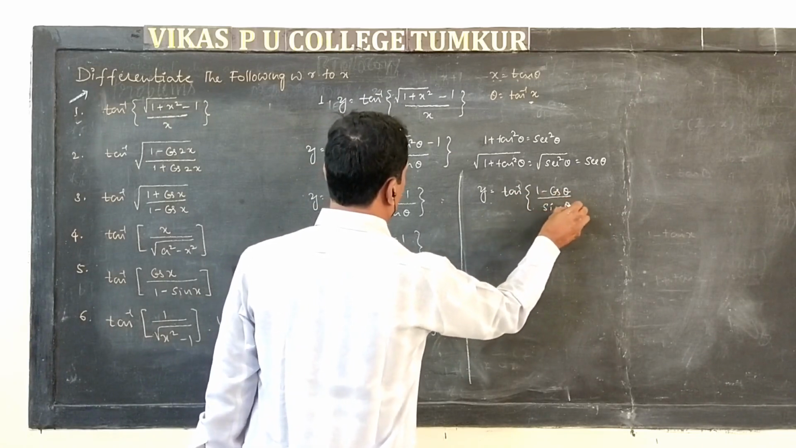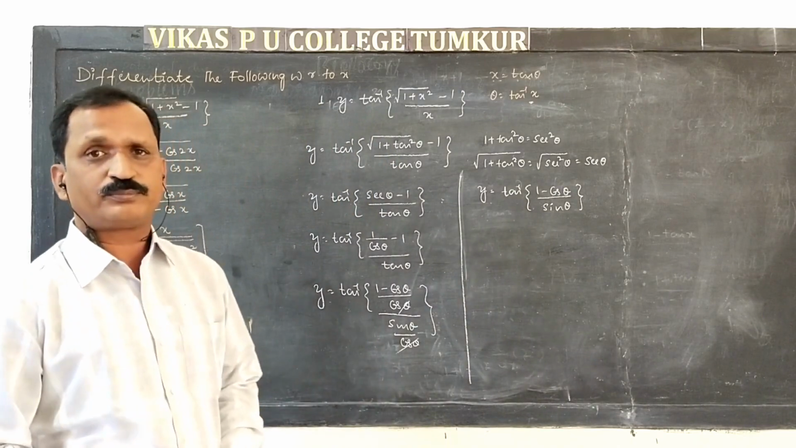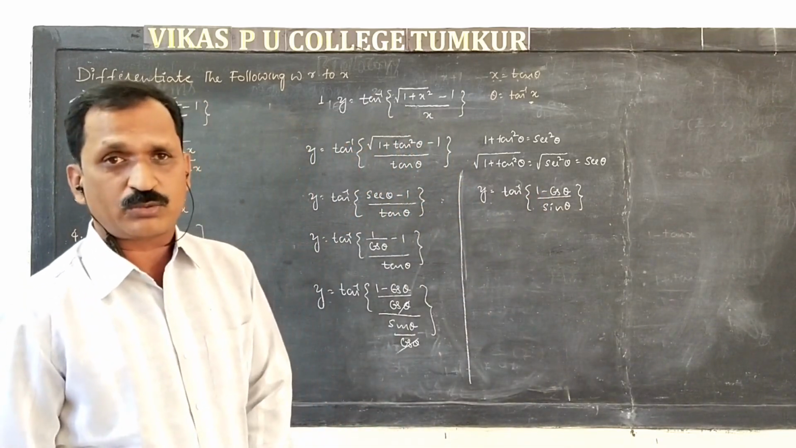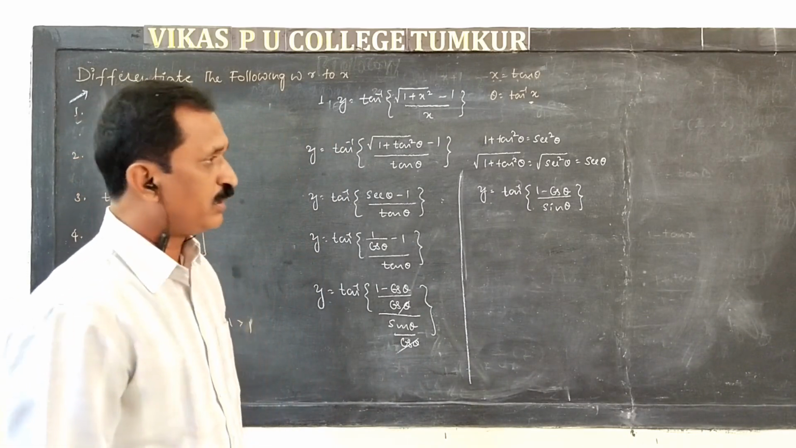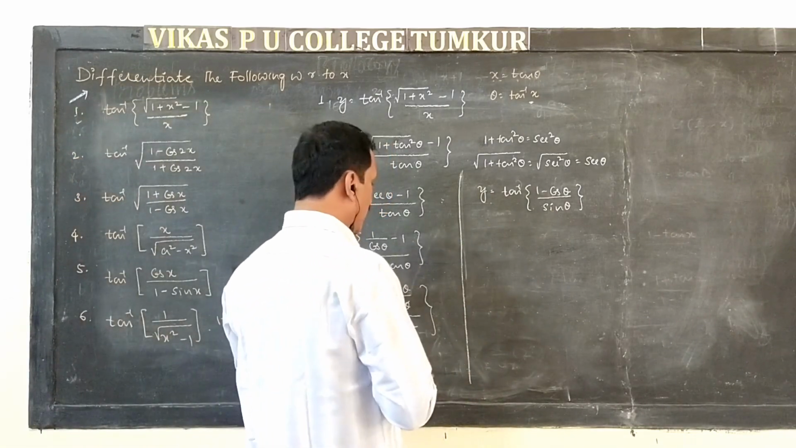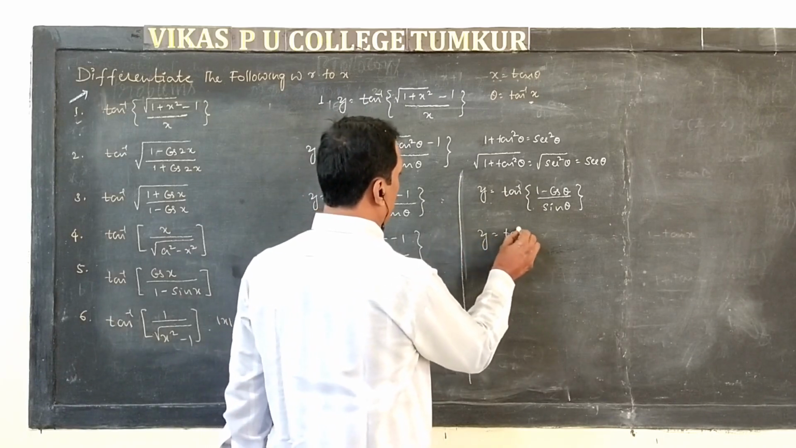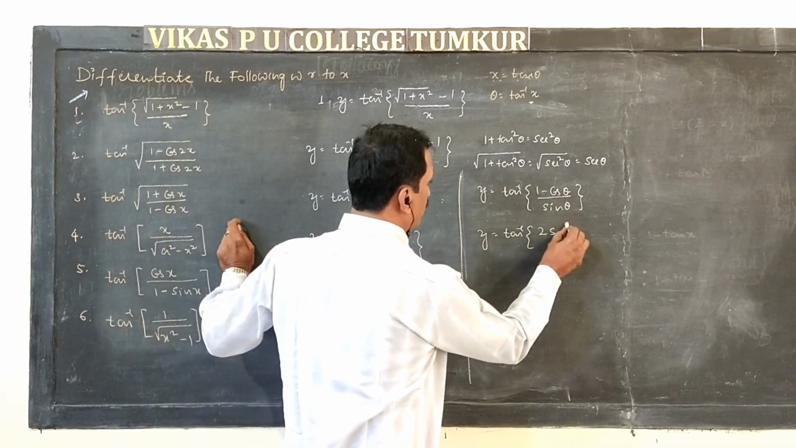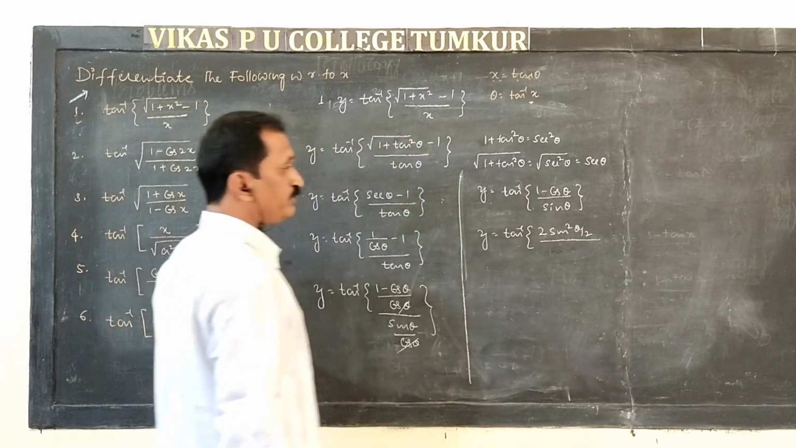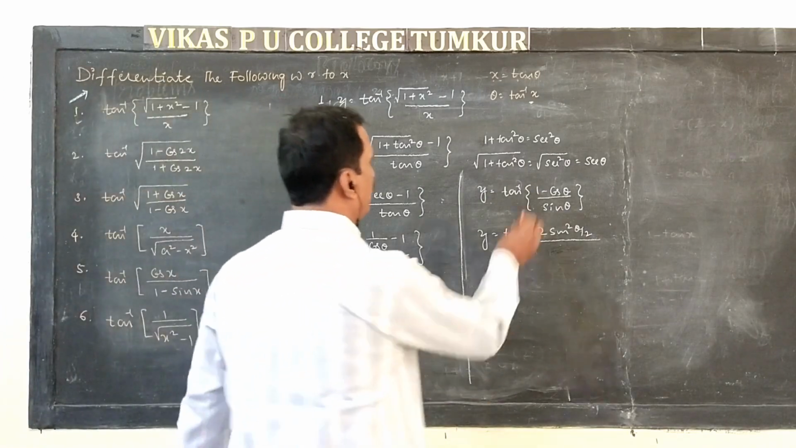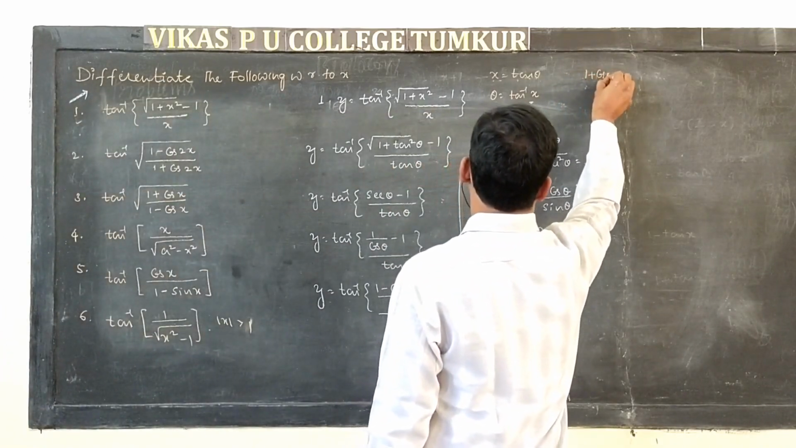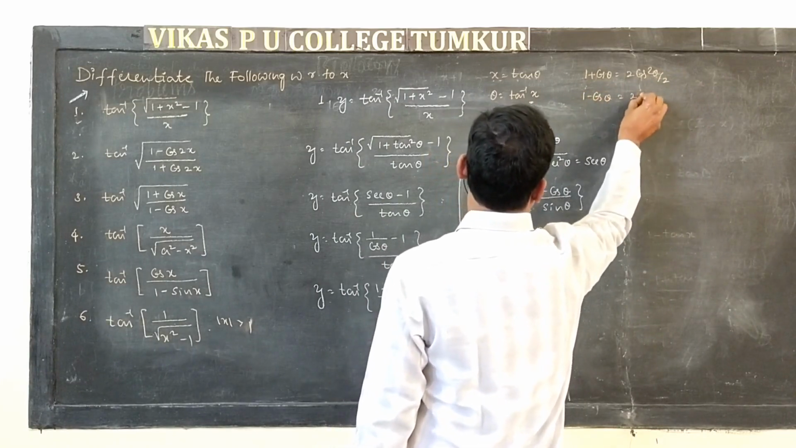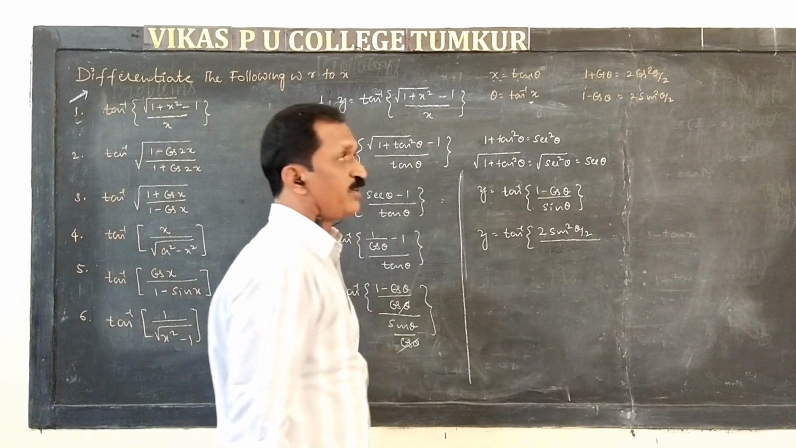Look at this result. Now in this one, we will use the formulas: 1 plus cos 2 theta is 2 cos square theta, and 1 minus cos 2 theta is 2 sin square theta. So 1 minus cos theta is 2 sin square theta by 2. Similarly, 1 plus cos 2 theta is 2 cos square theta, and 1 minus cos theta is 2 sin square theta by 2. These formulas are used in such problems.